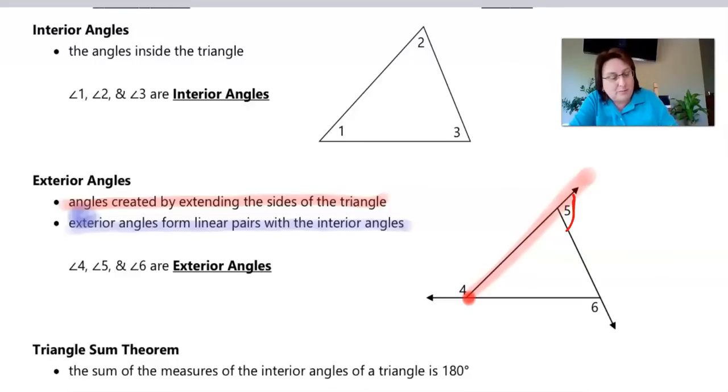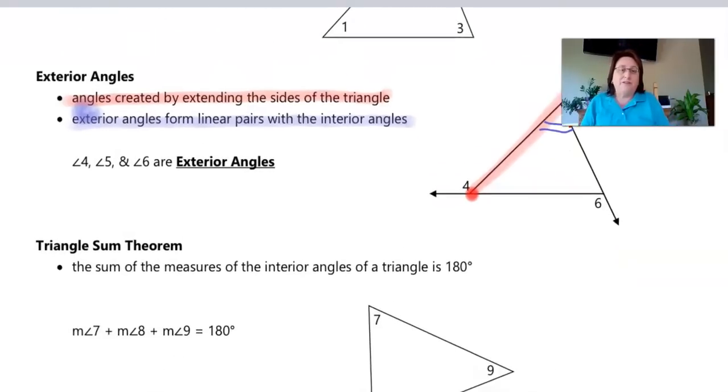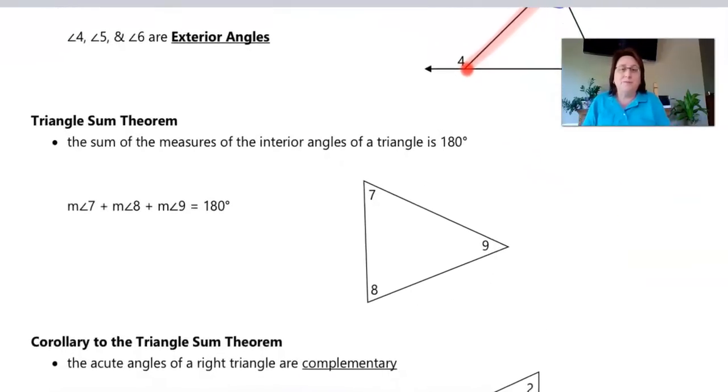Okay, I'm going to put this in a different color. Guys, if you see angle 5 and that interior angle that I just drew in, those two angles right there form a linear pair. So this interior angle and this exterior angle must add up to 180, okay, 180 degrees. Now, that brings us to the triangle sum theorem.